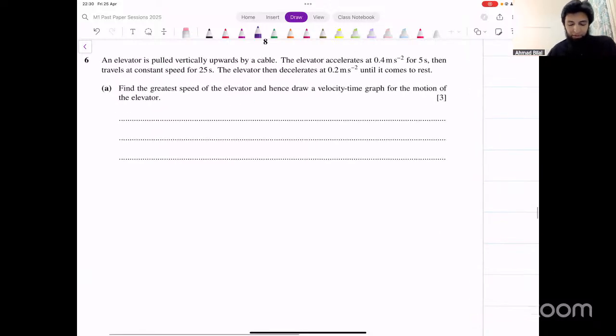Okay. An elevator is pulled vertically upwards by a cable. The elevator accelerates at 0.4 meters per second squared for 5 seconds and then travels at a constant speed for 25 seconds. The elevator then decelerates at 0.2 meters per second squared until it comes to rest. Find the greatest speed of the elevator and hence draw a velocity time graph for the motion of the elevator. Okay, now it's accelerating initially at 0.4. So let's consider the first part of the motion.